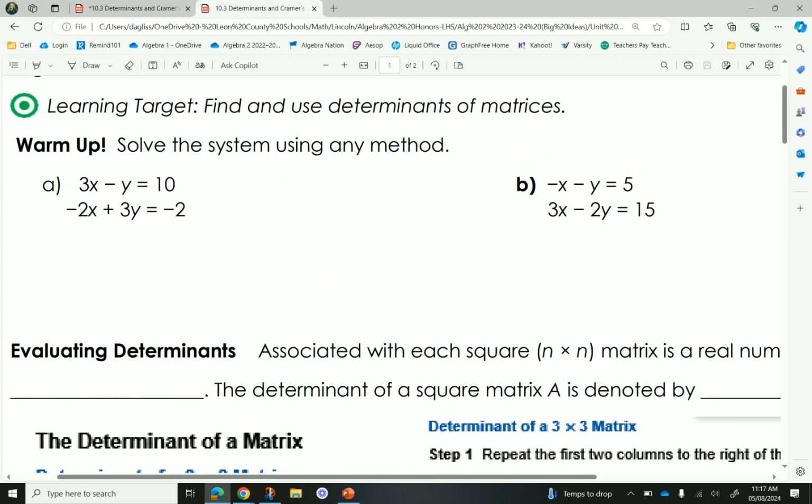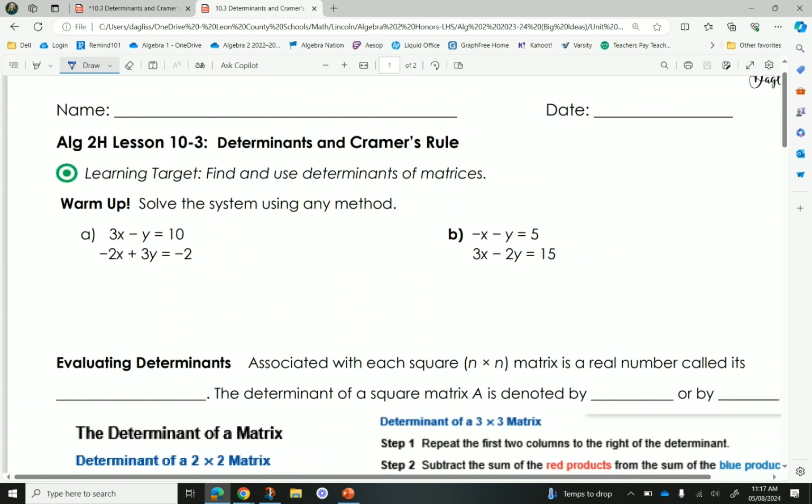All right, so today we are going to learn how to solve. But before you can jump into solving, there is something called a determinant that we need to figure out how to do with matrices, okay? Associated with each square matrix. What's a square matrix? When your rows and your columns are the exact same thing, 2 by 2, 3 by 3, 4 by 4, whatever, okay? Is a real number called its determinant.